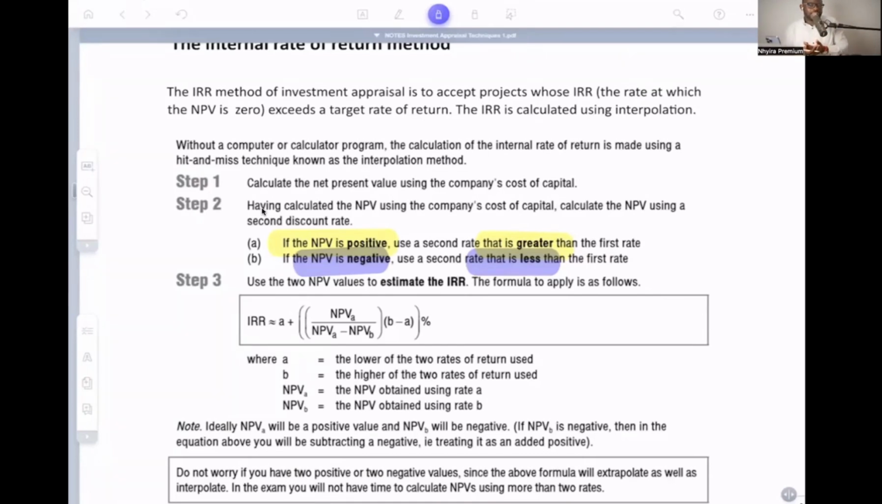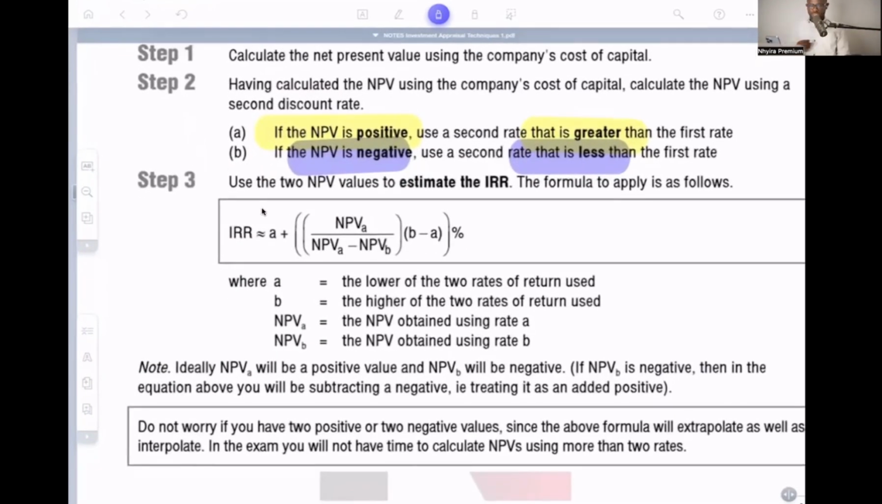So that is the idea about the IRR. When you do the first one and you get positive, it means the discount rate was too small. So in the second NPV schedule, increase the discount rate. When you get a negative NPV, it means that the discount rate is too high. So in the second schedule, you use a lower discount rate. It's at your own discretion as to the gap you want to use, as long as it is greater or less, based on whether you are getting positive or negative respectively.